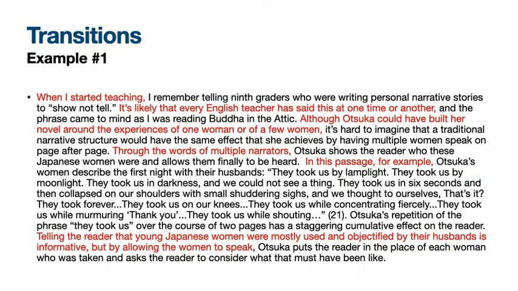You can read it if you want to, but look at what is marked in red. Those are what I would consider transitional phrases that are helping me to move the reader between one thought and another. So if you look at the statements in black: I remember telling ninth graders who were writing, the phrase came to mind, it's hard to imagine the narrative structure. Otsuka shows the reader. Otsuka's women describe the first night. Otsuka's repetition of the phrase, Otsuka puts the reader in the place of each woman. If you just look at the beginnings of those sentences, there's a subject and a verb. It's a very basic, simple sentence structure, subject and predicate.